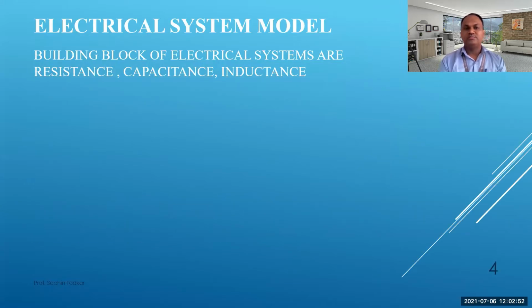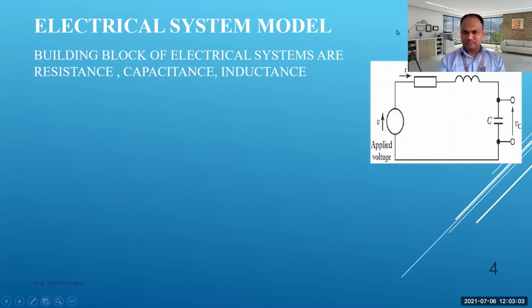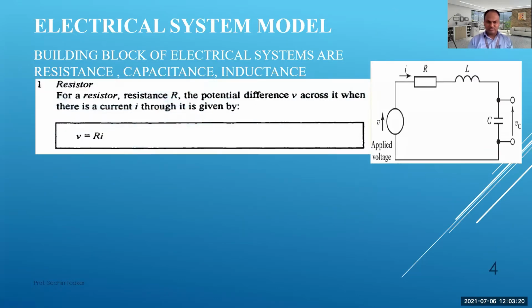Now, what are the building blocks of electrical systems? We know that resistance, capacitance and inductance will be coming into picture in case of electrical systems. So this current is flowing through a resistor, this coil, that is an inductance coil, and a capacitor. For a resistor, resistance R, the potential difference V across it when there is current I through it is given by V is equal to R into I. So this is the basic law of resistance.